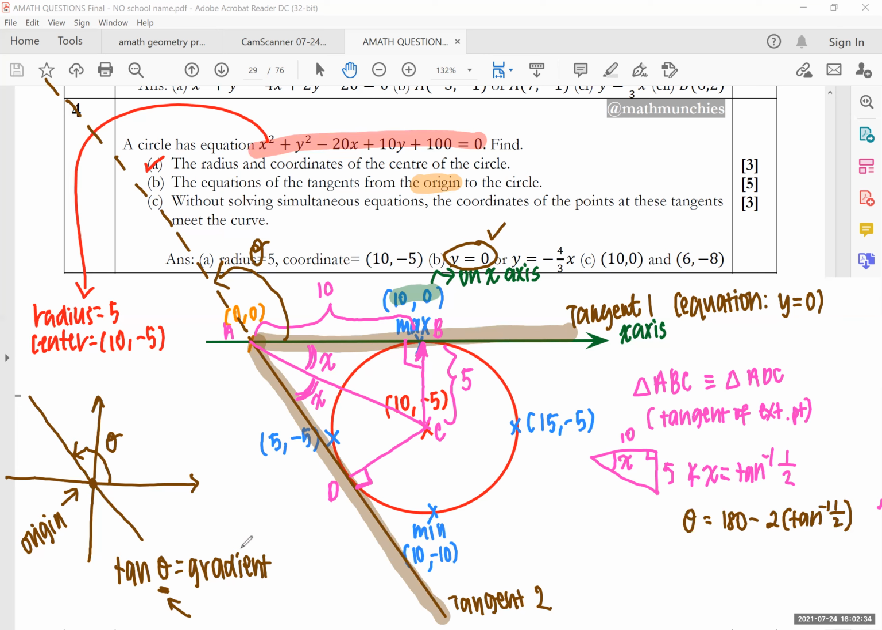Then after that, do you think you can find your gradient already? The gradient of the second tangent? Okay, do that now and tell me what's the gradient of the second tangent. You should get a nice number.